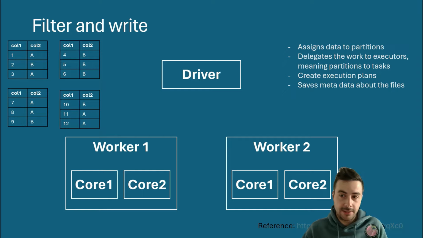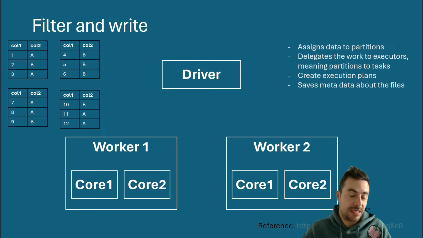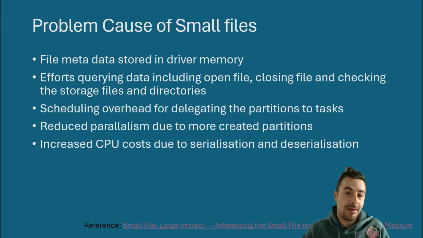Then it delegates the tasks to the workers, the executors. They are doing the heavy job at the end. This means those partitions are assigned to tasks. It also creates an execution plan, and it saves the metadata of the files, etc. All those things come into memory, and that's exactly where the problem is caused. If you have a lot of small files, all that metadata has to be stored in memory. This might cause memory pressure, but it might also make things slow.